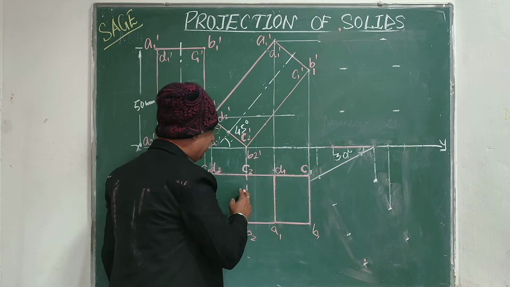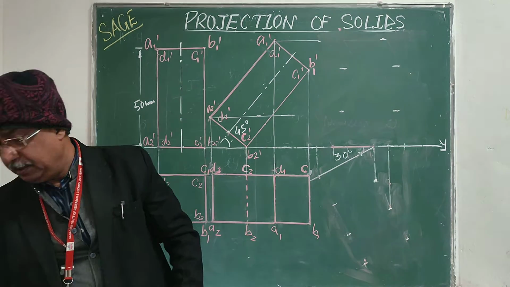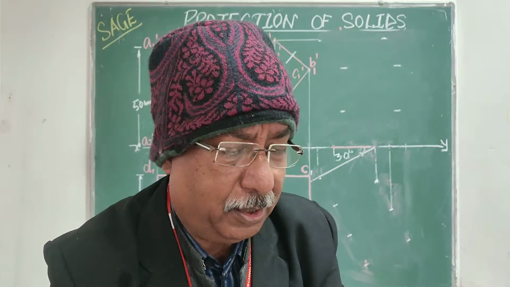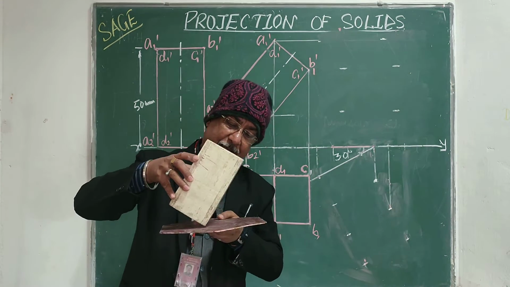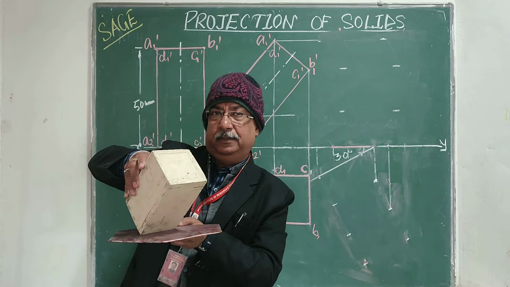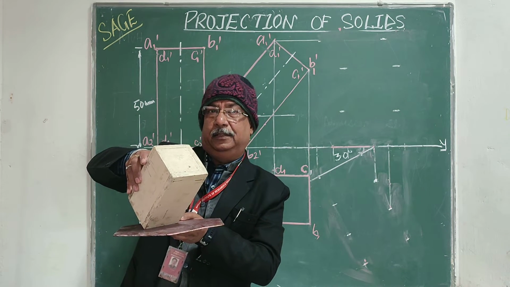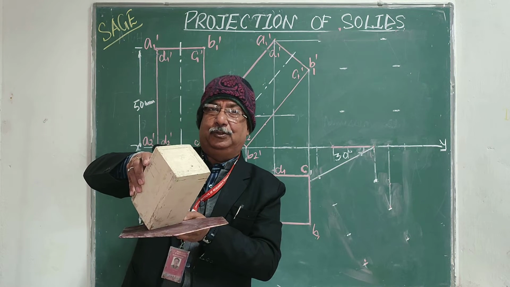So the remaining edge of the other base will be a dotted line. After this, now I want to make this solid inclined to the other plane also with the help of this side. This side which will be on the HP, I am going to rotate it like this by 30 degree. Now the axis will be also inclined to VP also.